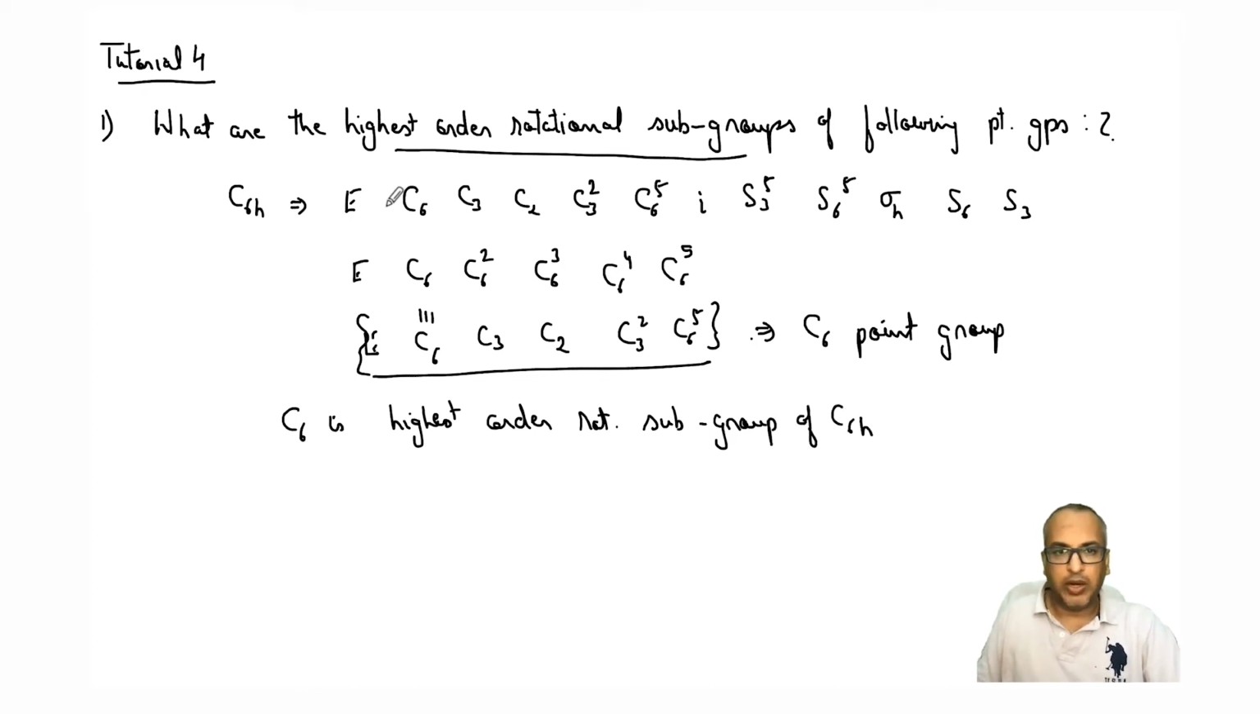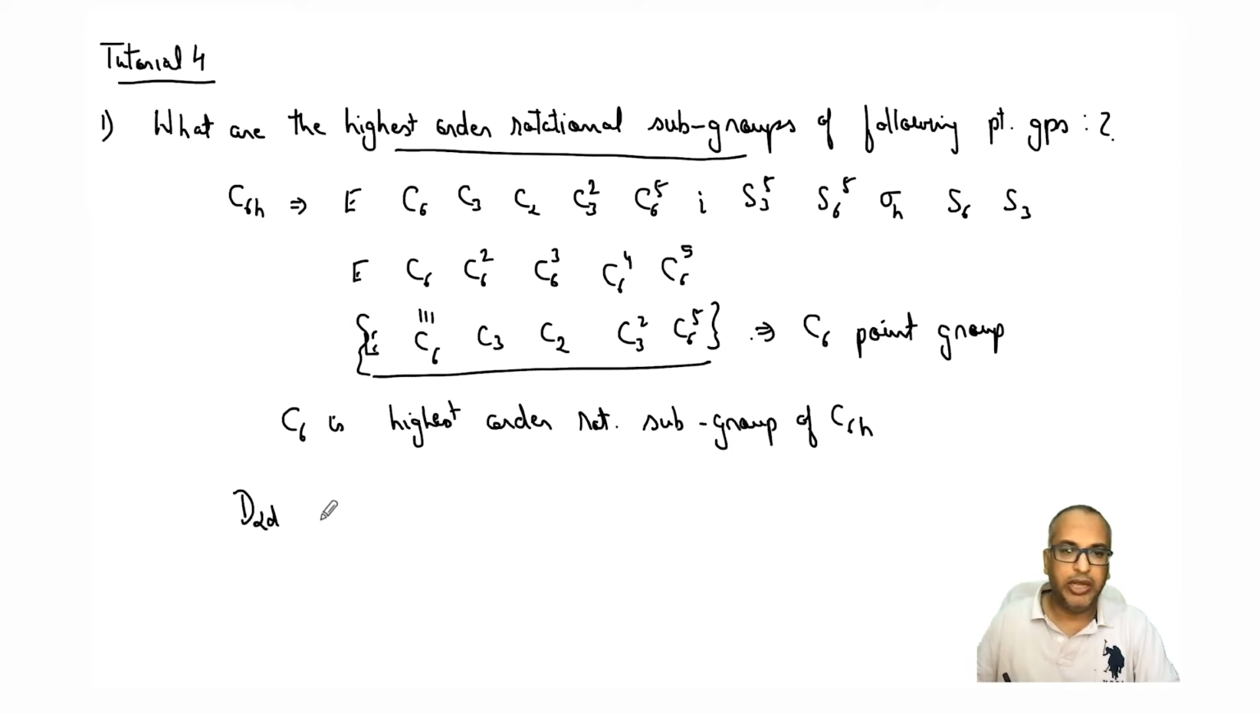So the idea is you have to find out only the elements which are composed of rotational operations and then see whether it is forming a group. So in this case, we already know that it's forming a C6 point group, but ideally you should be testing it for all four group properties, like closure, associativity, inverse, and identity, all four conforming to this set of elements. So then we can say that C6 is the highest order rotational subgroup. Okay, so let us look at another one.